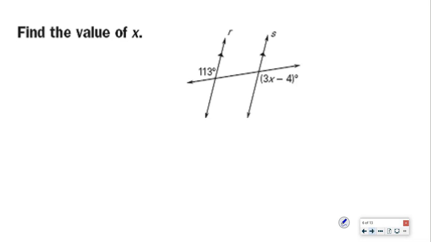Next, we need to find the value of x. So let's look at our two angles. What is their relationship? They're outside the parallel lines and on opposite ends of the transversal. So they are exterior and alternate. So alternate exterior angles, and when we're dealing with parallel lines, are going to be congruent.